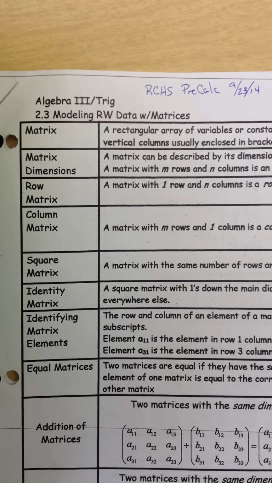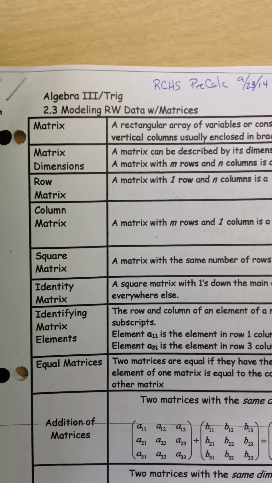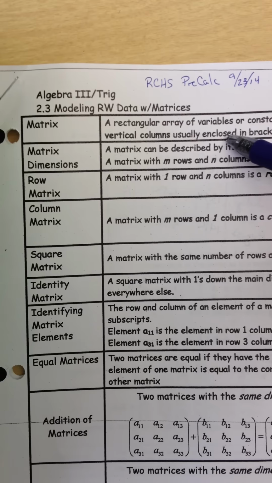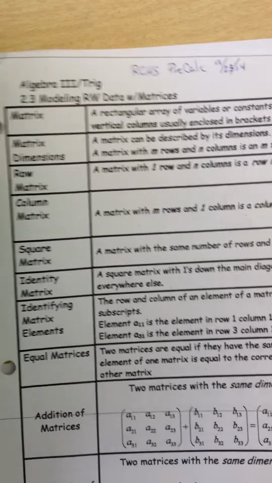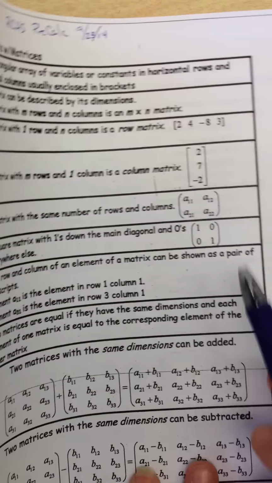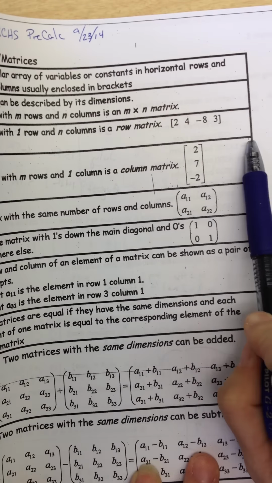So here are the notes. We're doing modeling real-world data with matrices. Matrices is the plural of matrix. It's a rectangular array of variables or constants. They look like this, sort of. Actually, they usually look a little more like this. So they're enclosed in brackets.